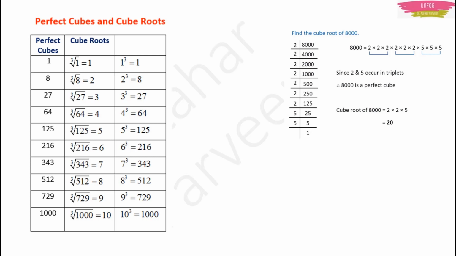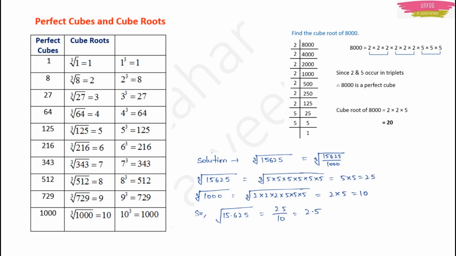Once all are done, now you should not look for the squares. Now you should look for the triplets. Triplet means 3 times the numbers. 2 3 times will be there. Again 2 3 times will be there. 5 3 times will be there. Take the single numbers and then you multiply. That will give you the cube root of this number. Okay.